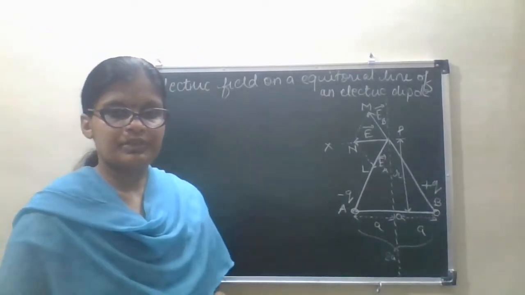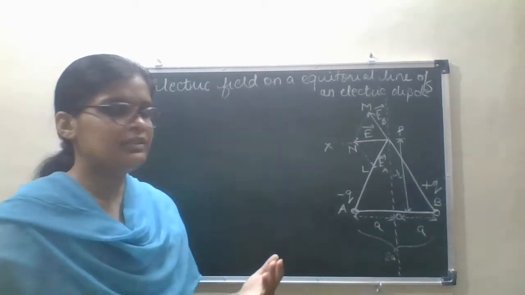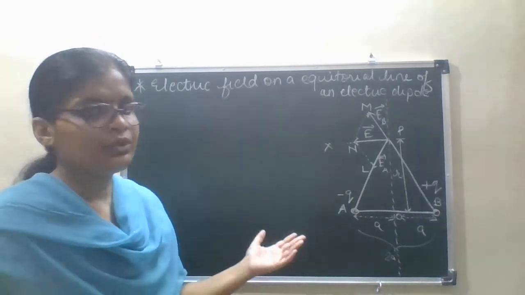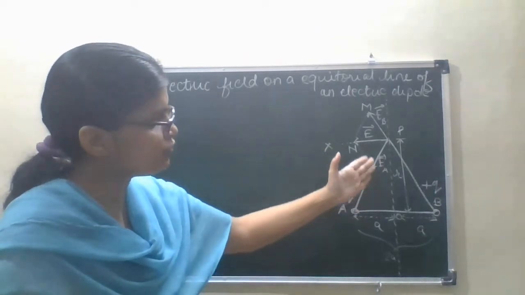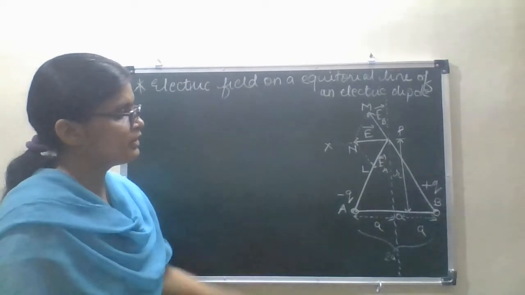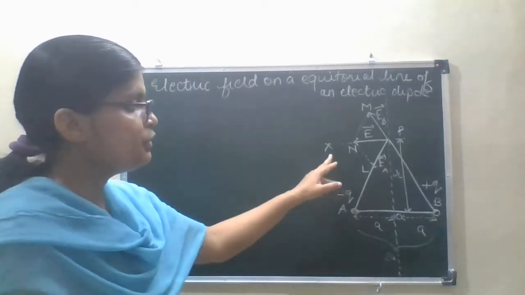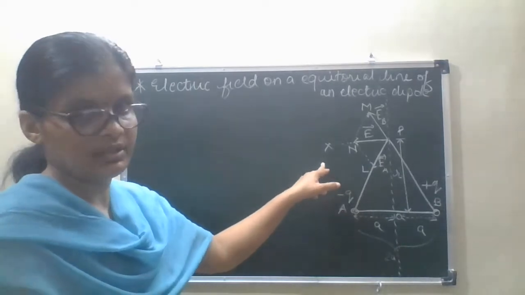So the knowledge of vectors plays an important role while dealing with classical mechanics and electromagnetism also. Why? Because here we are going to consider vectors. Which concept are we going to use here? We are going to use the concept of vector resultant.